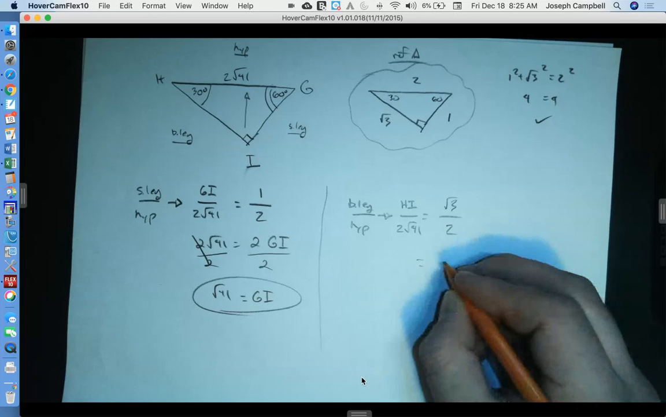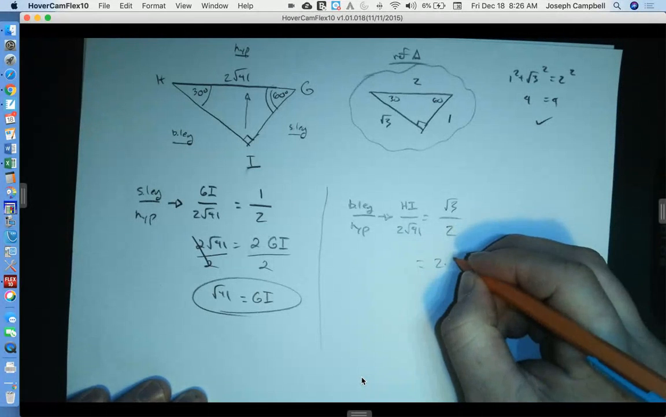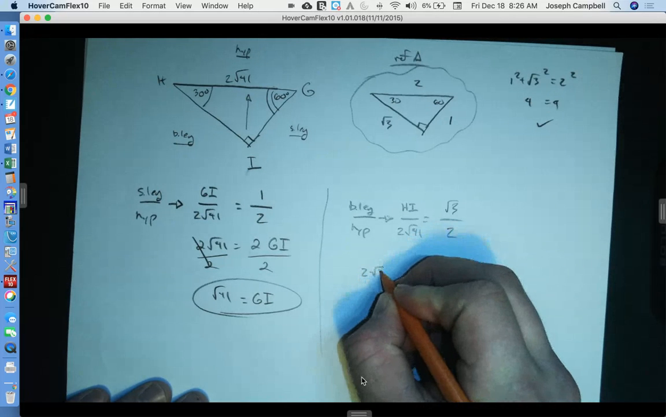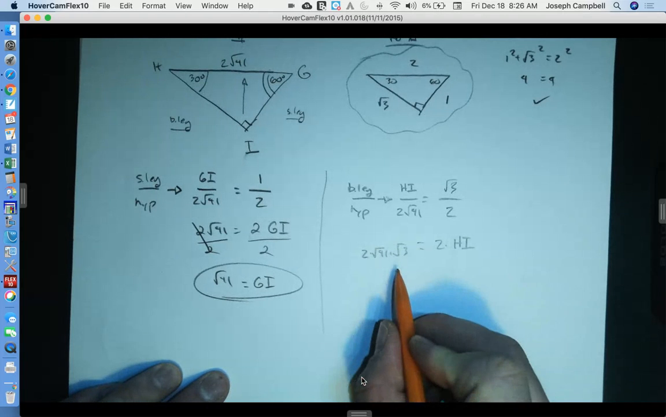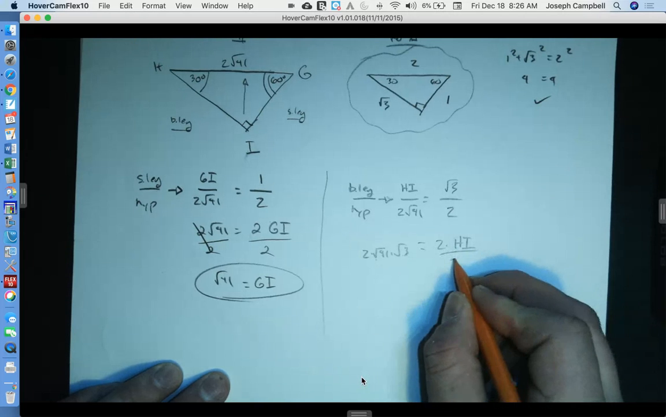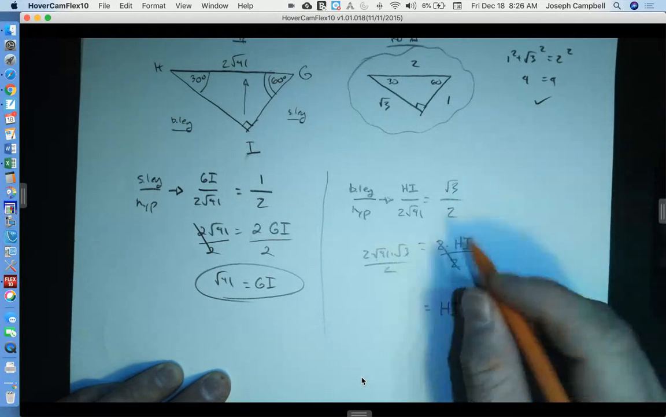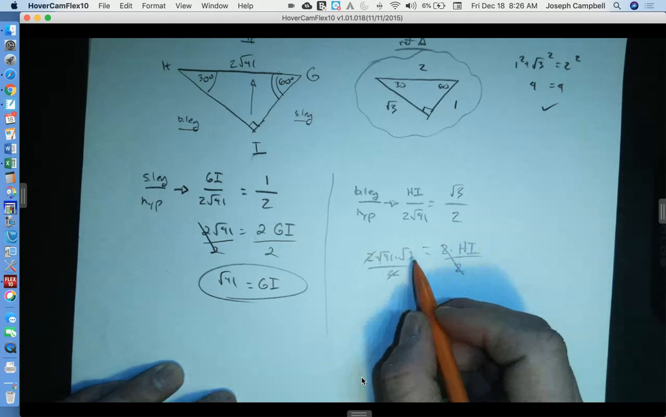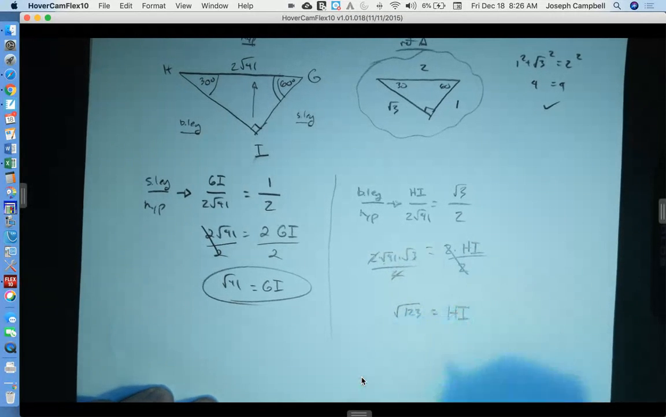Cross multiply. Here I have 2 times root 41 times root 3. Now that might give you a little bit of a hard time at first, but if I have square roots, they just multiply each other. I'm going to divide both sides by 2. These 2's cancel, and I have 41 times 3, so that's going to be 123, so square root of 123.